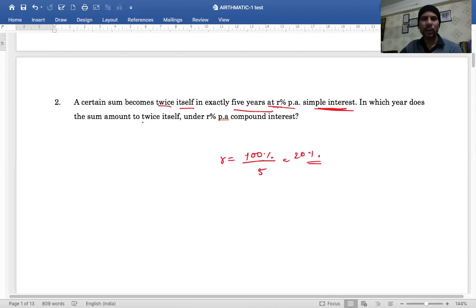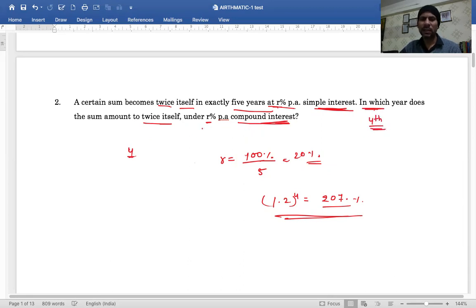In which year does this amount to twice itself under R% compound interest? So in compound interest, in the time of 4 years, the amount becomes close to 207%. But it is the normal expectation from CI, so we take it as it takes 4 years. Although in this question, in which year? So it will be the 4th year.